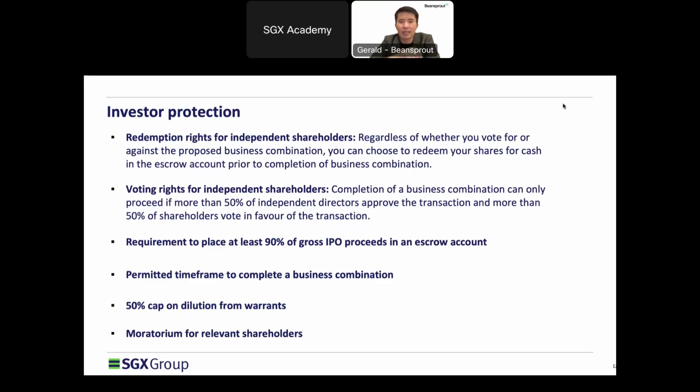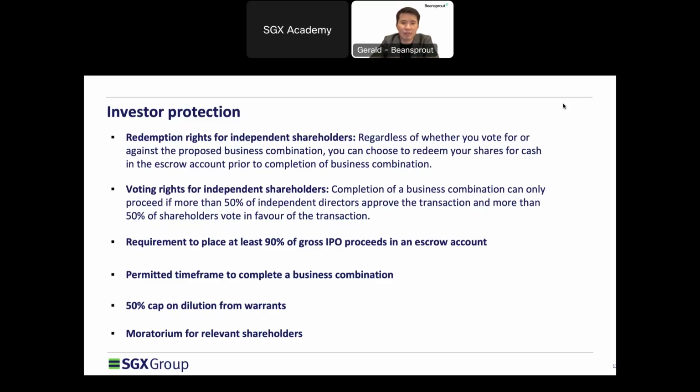Next, you have a voting right as a shareholder. The completion of the business combination can only proceed if more than 50% of independent directors approve the transaction and more than 50% of shareholders vote in favor of the transaction. If you recall, based on the timeline that I shared earlier, after the circular is sent out, an EGM will be held. And at the EGM, we need more than 50% of shareholders to vote in favor of the transaction before the business combination can take place.